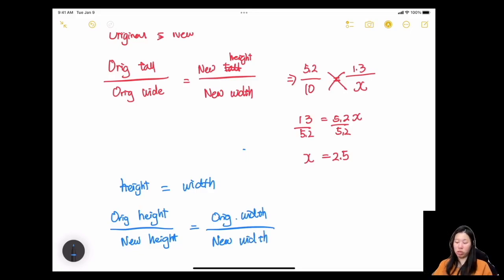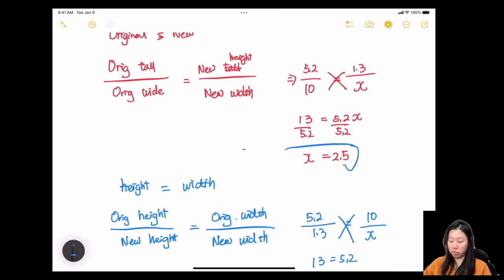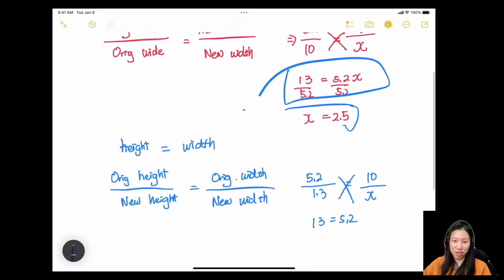Okay, so the original height is 5.2, and the new height is 1.3, which equals the original width 10 over the new width x. So when you cross multiply, you will have what? 13 equals 5.2x. And then x equals 2.5. So there are two ways to set up the equation.